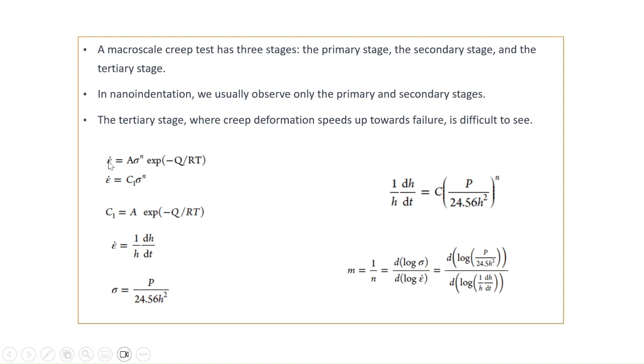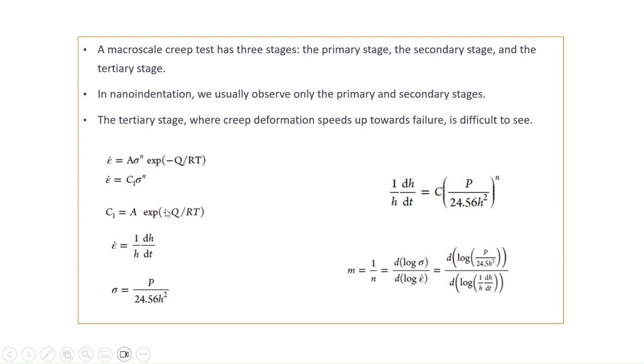this is creep strain rate, and this is applied stress, and this is a constant, and then this is activation energy for a thermally activated process, and T is temperature, and R is the molar gas constant. And C1 is a temperature dependent material constant.